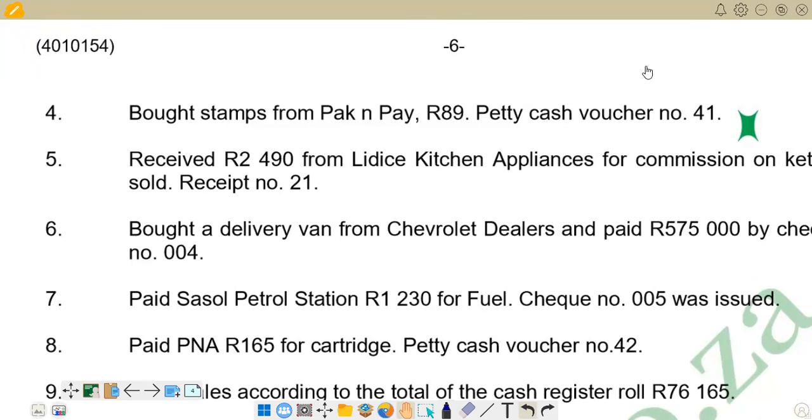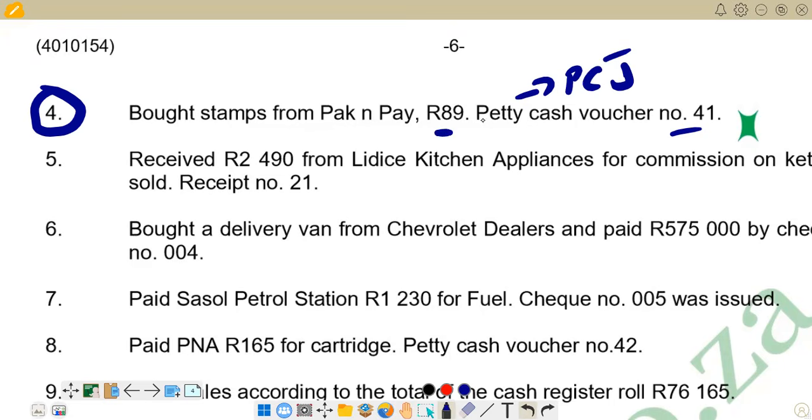So the next item, we are now on item 4. And it reads stamps from Pack and Pay, 89 rands, petty cash voucher number 41. So we have got a petty cash voucher, which is number 41. So what does it mean there? It means our 89 rands. So we have to identify which journal is being affected there. Now we know that it's the petty cash journal. So this is what we have.